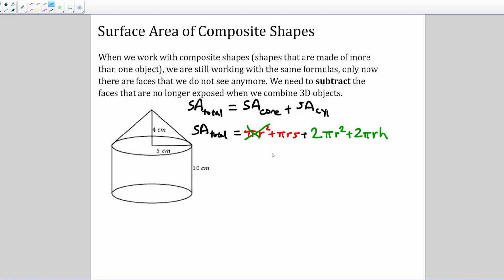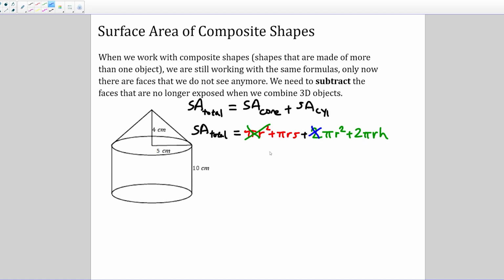Looking at our cylinder, and if I were to draw a quick little net here, we don't see one of the circles. We don't see the one here at the top because the cone is sitting on top of it. So we have to get rid of one of these circles. And the circle that we're going to get rid of, doesn't really matter which one because we can't really tell the difference in the formula. But because we know that we have 2 pi r squared, so we have 2 circles, I'm just going to get rid of that 2. And now we are just left with pi r squared.